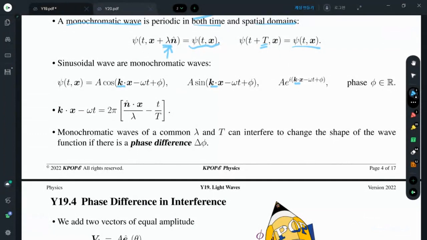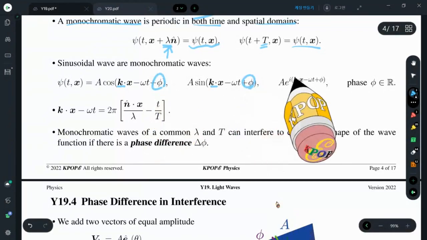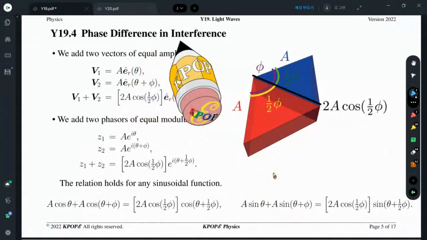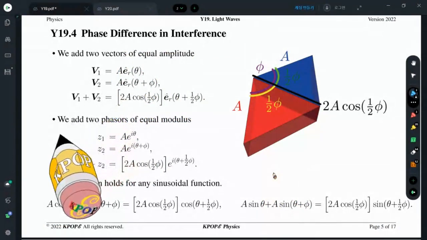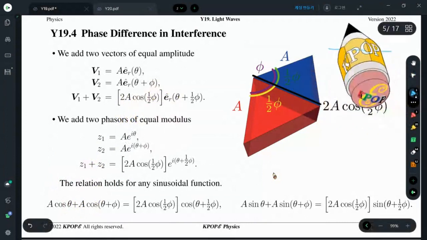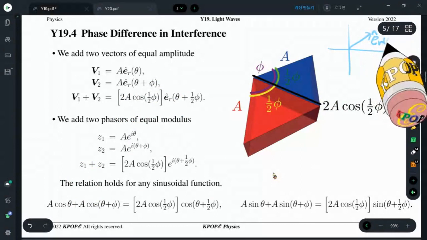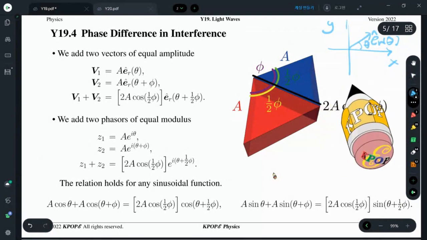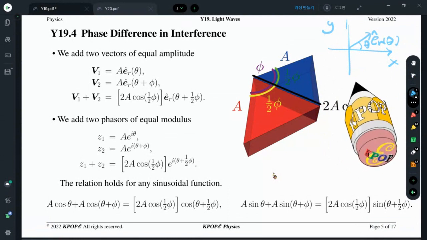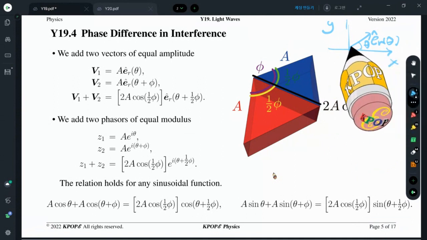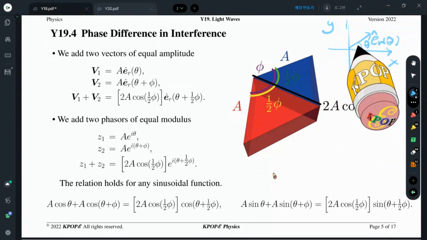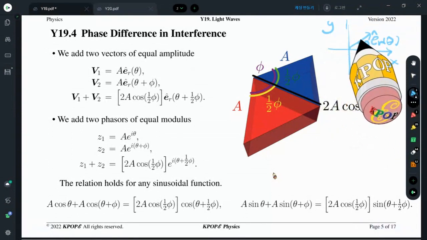Now we will consider the interference pattern of two monochromatic waves that may have a phase difference. Let's see the phase difference in an interference. Why don't we consider a two-dimensional vector on the XY plane, the planar radial unit vector e_r(theta), which you should be familiar with. The angle theta runs from 0 to 2 pi, so it is the polar angle here, rather than the azimuthal angle in three dimensions.